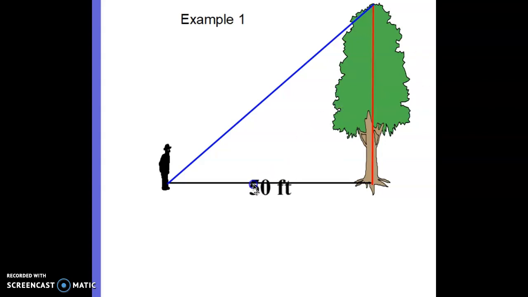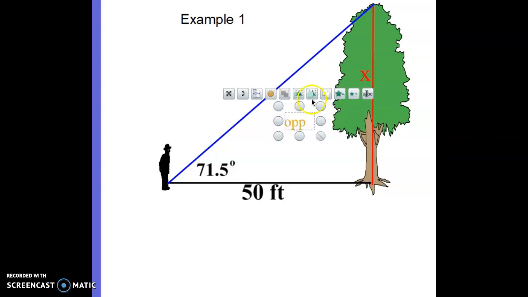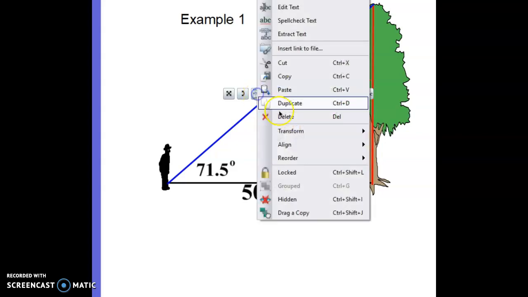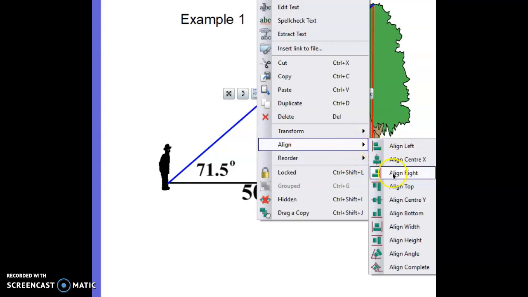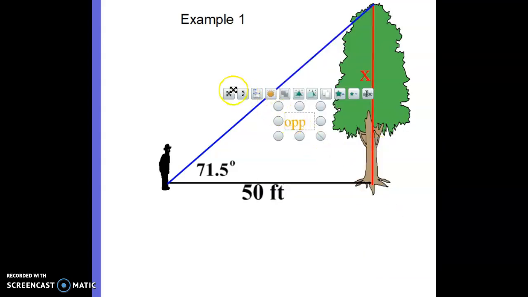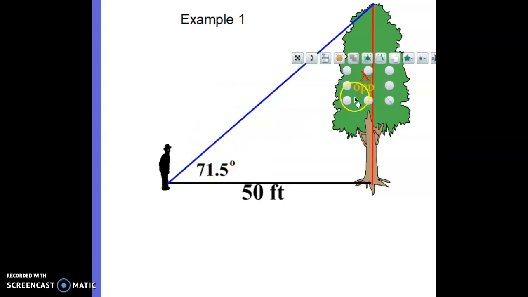We are standing 50 feet away from the base of a tree at an angle of 71.5 degrees. And we really want to know how tall is the tree. So there's my reference angle right there. This is exactly the opposite. This is the opposite of that angle, and this is my adjacent side, the 50 down here.